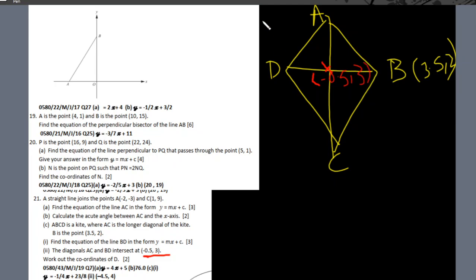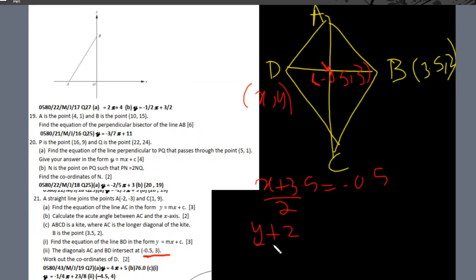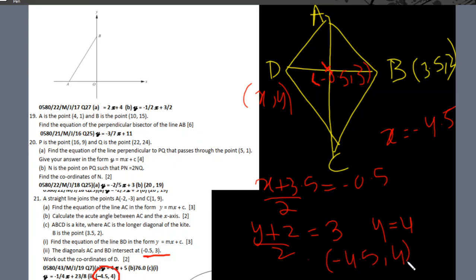Notice that the midpoint of D and B would be this value in red. If D is (x, y), I can write (x + 3.5) over 2 equals -0.5, and (y + 2) over 2 equals 3. So y becomes 6 minus 2, which is 4, and x becomes -0.5 times 2, which is -1, and -1 minus 3.5 is -4.5. So (-4.5, 4) are the coordinates of D.